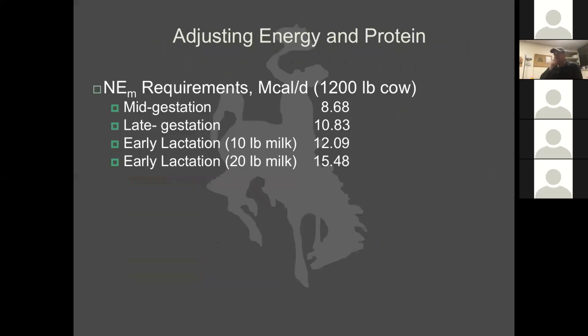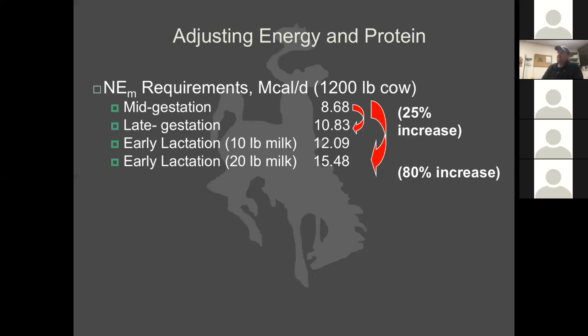Just to show you the change in requirements that happens between mid-gestation and early lactation. So average size cow, we get about a 25% increase during pregnancy. We get an 80% increase from mid-gestation to early lactation, okay? So during pregnancy, they increase 25%, but from the middle of winter until she is in early lactation, we're going to have an 80% increase in her energy requirements. So that's dramatic. So we need to make sure we're feeding it.